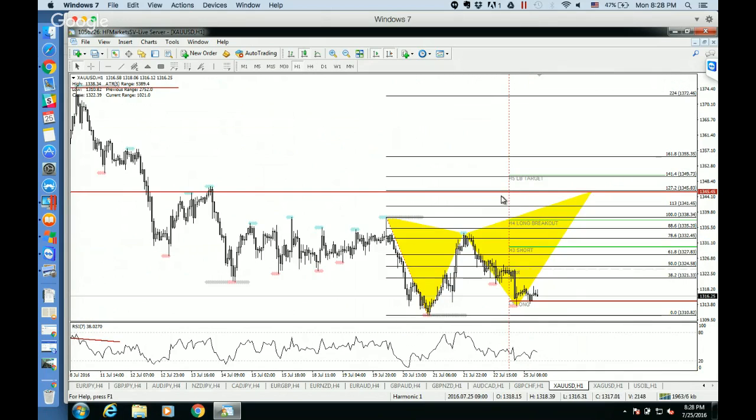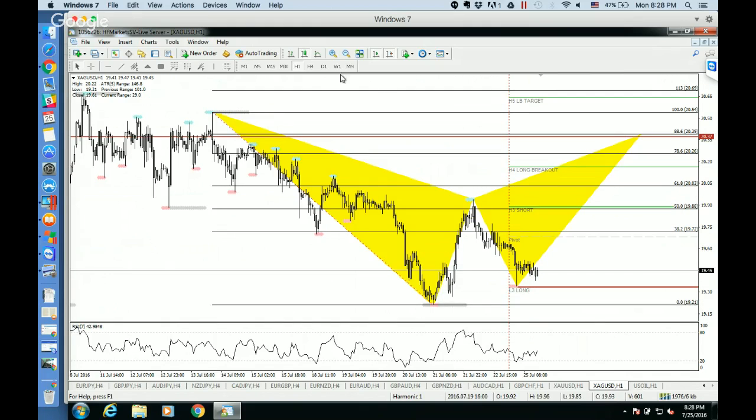That's why I actually identified this bearish butterfly. This bearish butterfly completes around 1345.8. That's still quite a bit up. Current price is trading at 1316, so that's about $30 above it. So just wait for it. Again, follow your trade plan, be patient on it.